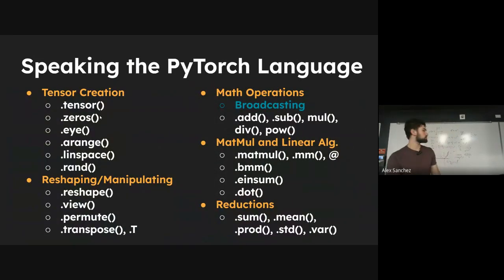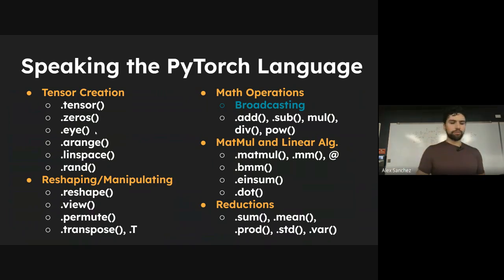Zeros declares a tensor of just zeros across the board. .I, you could imagine this as the identity matrix. If you declare .I of 3, you get a 3x3 matrix. It's just the identity matrix.